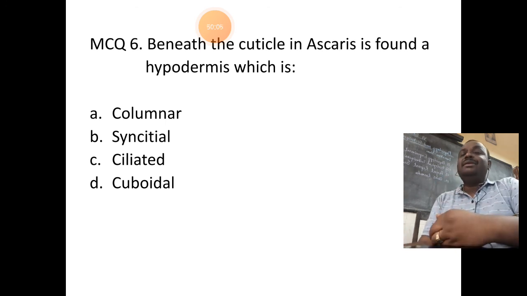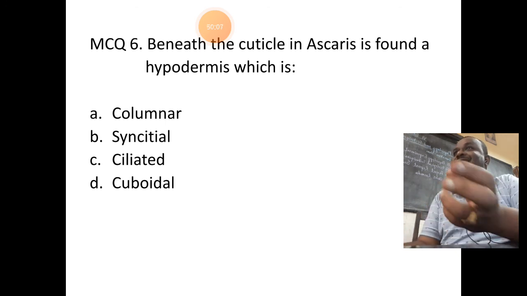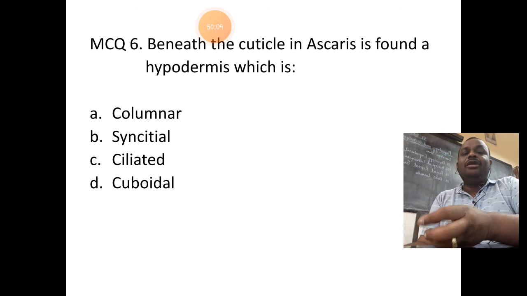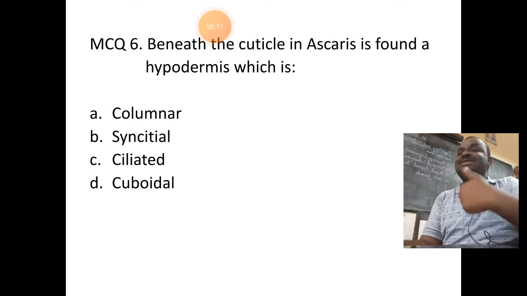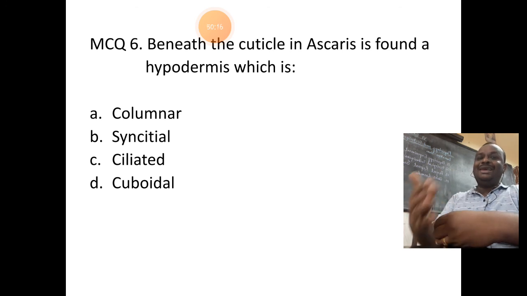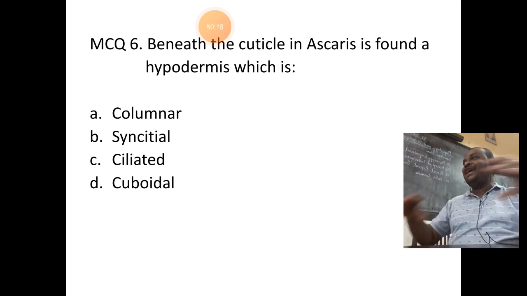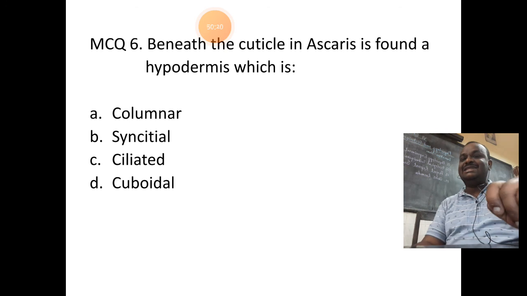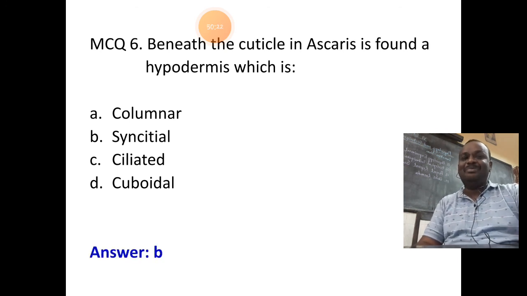Beneath the cuticle, in the case of Ascaris, which is an example of a nematode, is found the hypodermis, where hypo means below. So below the cuticle, what layer do you find? You call it the syncytial epidermis. Answer is B.